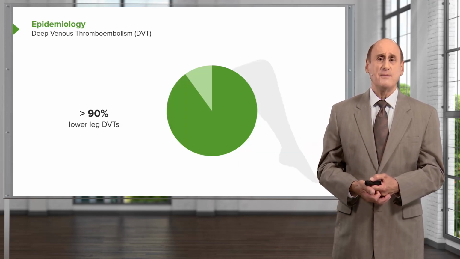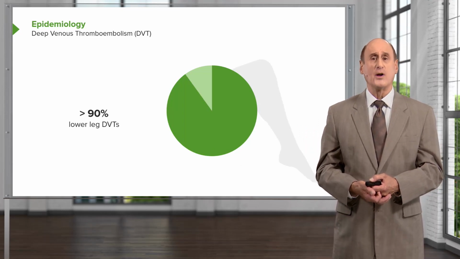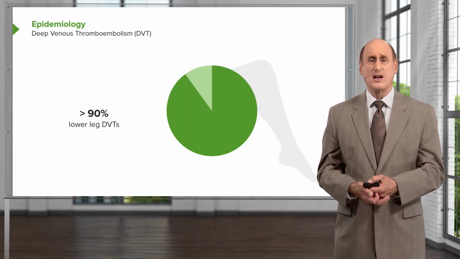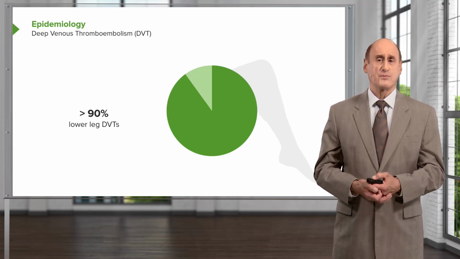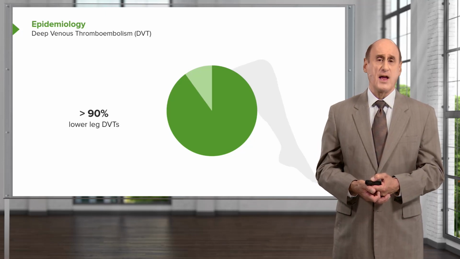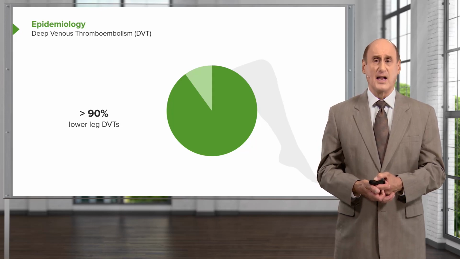And greater than 90% of pulmonary embolisms are due to lower leg DVTs. Occasionally, there's clots in the pelvic veins from an infection or post-pregnancy, and clots can break off there and embolize, but that's only 10%. 90% of the DVT is in the veins of the legs.